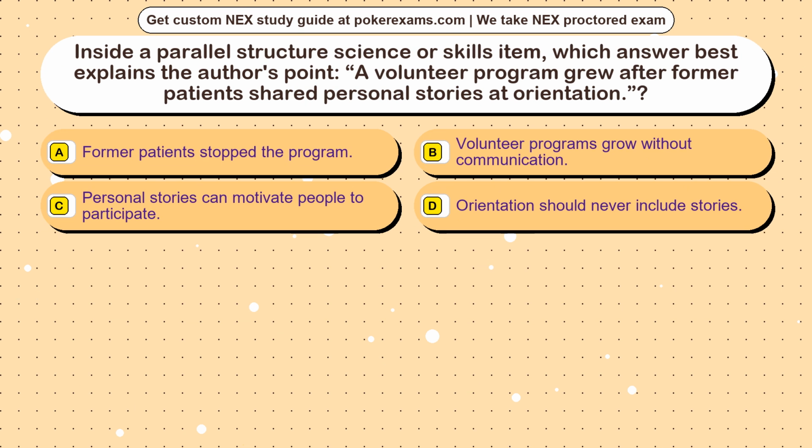Question 24. Inside a parallel structure science or skills item, which answer best explains the author's point? A volunteer program grew after former patients shared personal stories at orientation. Option A. Former patients stopped the program. Option B. Volunteer programs grow without communication. Option C. Personal stories can motivate people to participate. Option D. Orientation should never include stories.